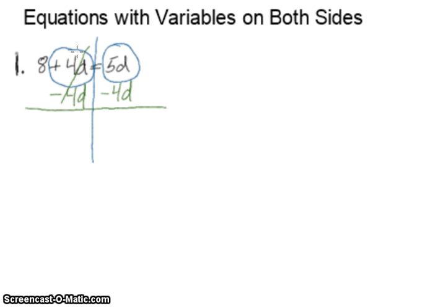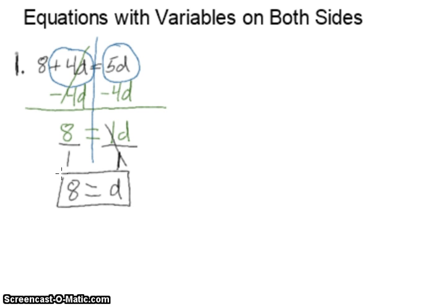So now on the left, I'm going to be left with an 8, equals 5d minus 4d is 1d. And of course, we want to have the d by itself. So what I'm going to do is divide by 1 on both sides, so that the 1 will cancel out and give us just d by itself. And whatever I do to one side, I do to the other side. 8 divided by 1 is 8. So there is my answer right there.